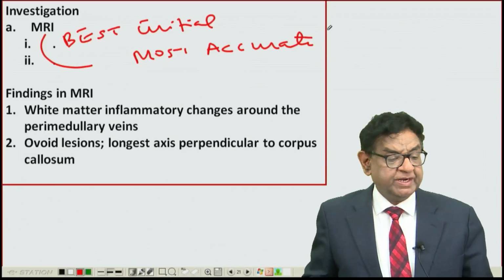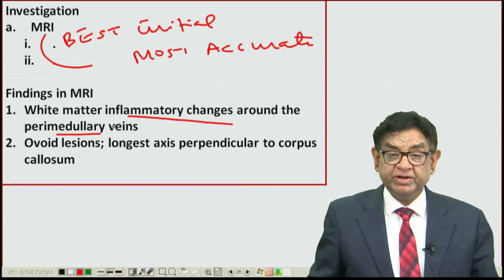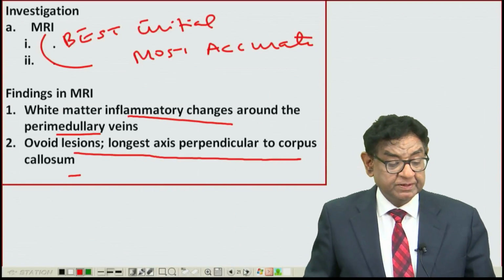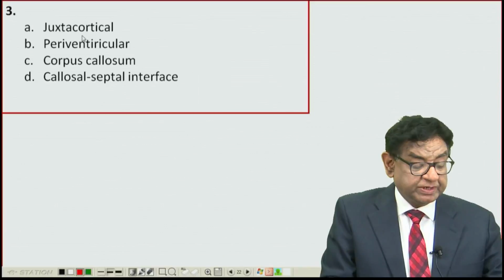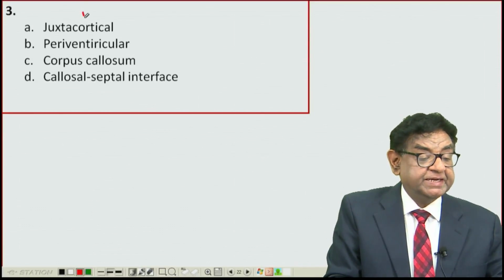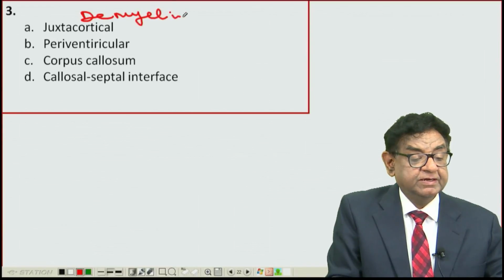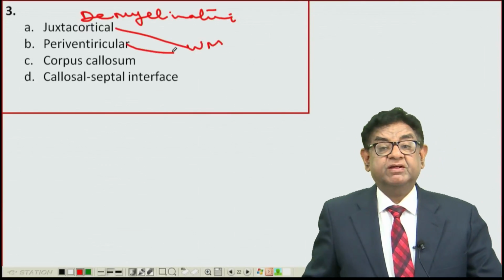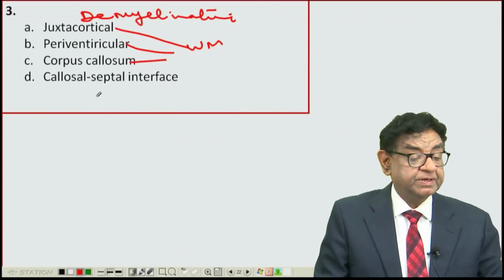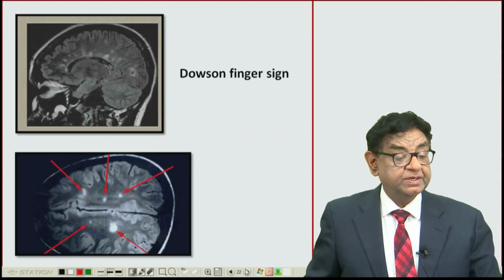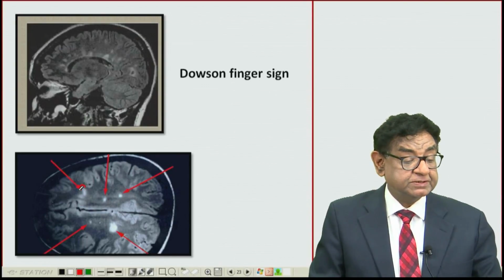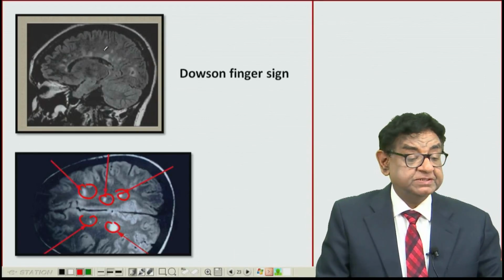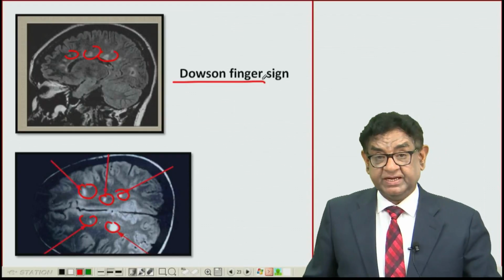So what do we get in MRI? You get white matter inflammatory changes around the perivenular veins, ovoid lesions with longest axis perpendicular to the corpus callosum, and what else do you get in these patients? You get demyelinating plaques in the juxtacortical white matter, periventricular white matter, corpus callosum, and callosal septal interface. Now you can see a beautiful picture of plaques, and this is around the ventricles, what we call the Dawson finger sign on MRI.